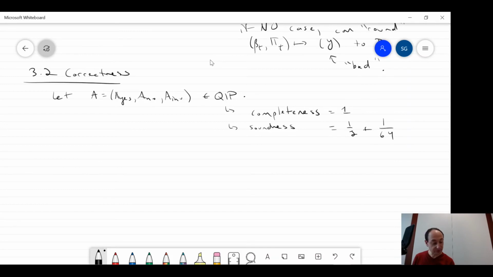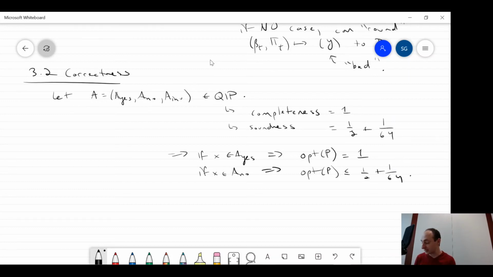Okay, so what this of course means is that if the input x is in A yes, that implies that the optimum value for P equals 1. And if x is in A no, then the optimum value of P will be at most a half plus 1 over 64. Okay, so this is what we get out of it when we just pass that through to the STP.